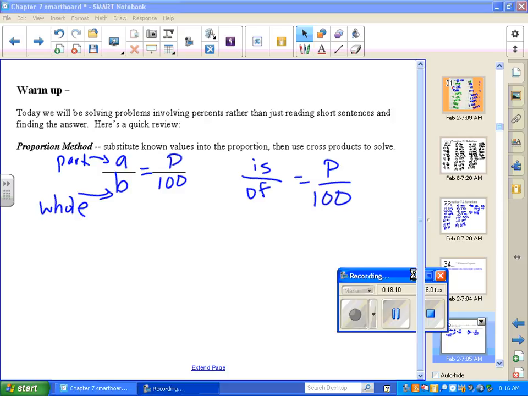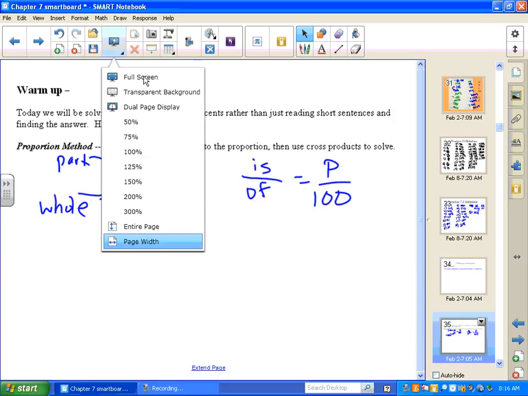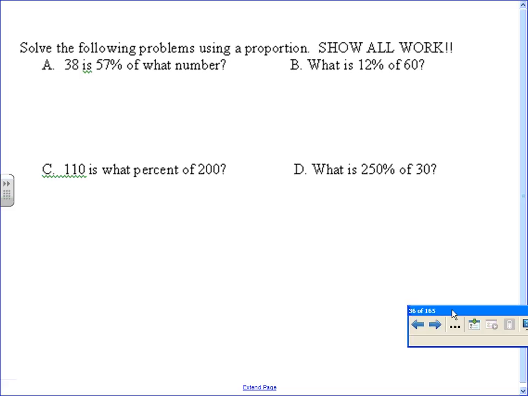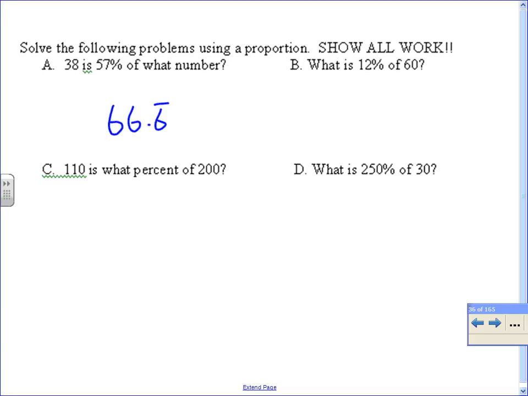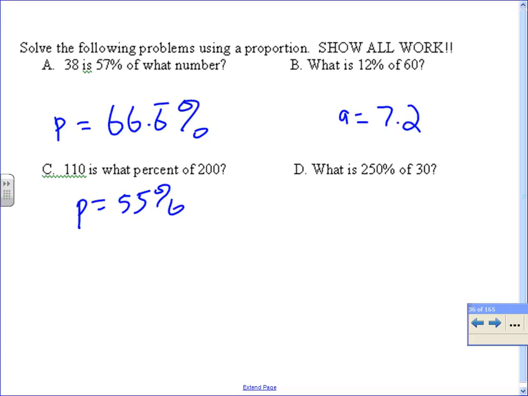Okay, let's continue with these problems here on this page. We're just going to go over the answers, see how you guys did, and then if you need me to go back to something, let me know. All right, so on page 10, letter A, Emma H., what did you get? Good, so 66.6 repeating percent or 66 2/3%. Either way is fine. Doug, letter B. Good, 7.2. Charles, letter C. Good. Annalise, letter D. Good job.